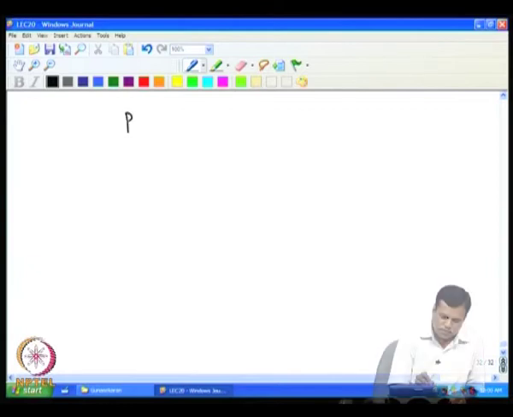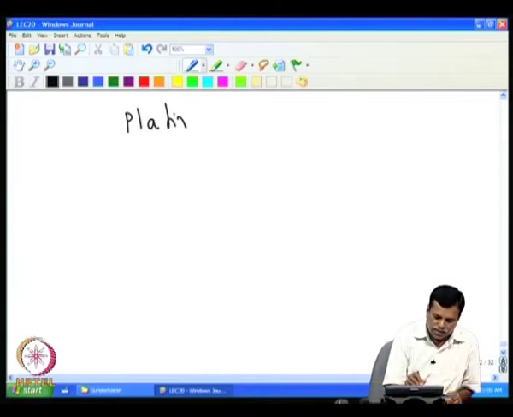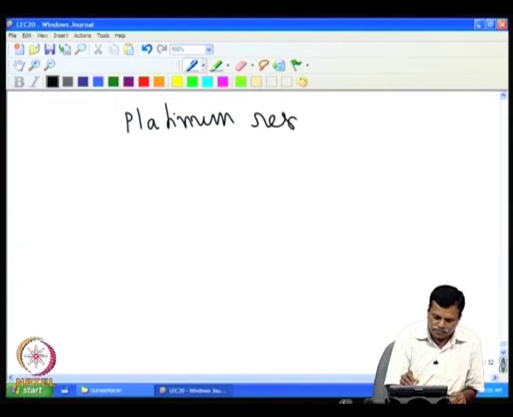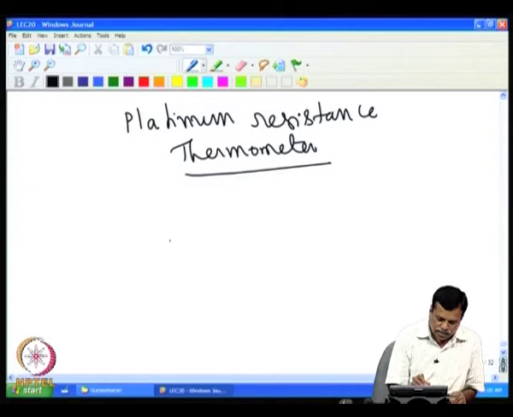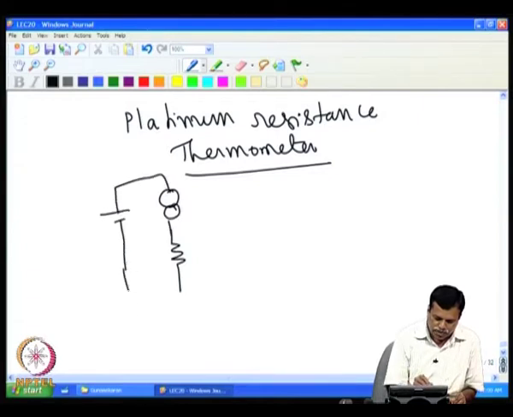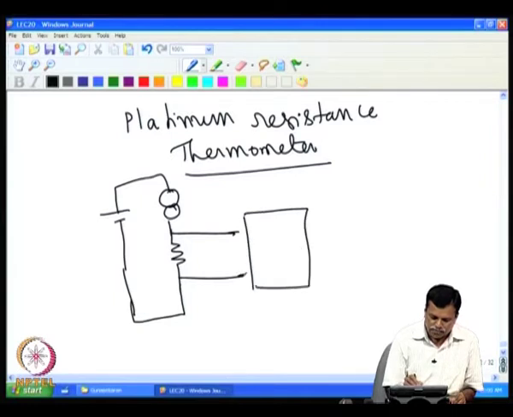So, we will take a PRT as a temperature sensor. We use platinum resistance thermometer as a temperature sensor. Essentially what we are going to do is we will take PRT and then we apply a constant current source. For example, we have a constant current source and then the current source is applied to the PRT and then we will make a 4-wire method. So, this will be made as a voltage measurement.